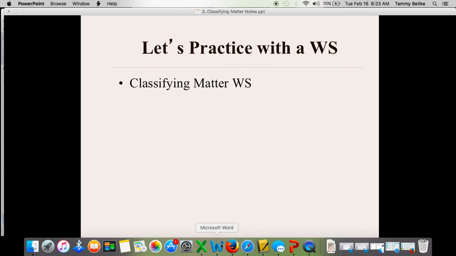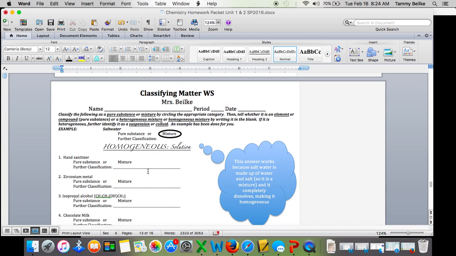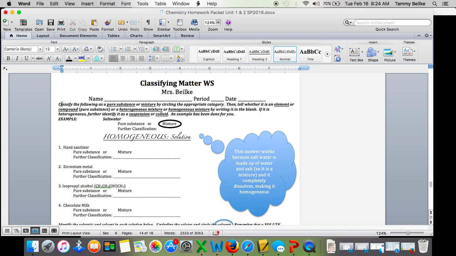Alright, so you've made it through all of these notes. Now you can work on the classifying matter worksheet, which is the next page in your homework. In the instructions it says, classify the following as a pure substance or a mixture. So you're going to circle one or the other, just like in the example. And then tell whether it is an element, a compound, a heterogeneous mixture, or a homogeneous mixture by writing that in the blank. You can even go further with the heterogeneous and identify it as a suspension or a colloid. Sometimes they might be a little bit complicated, but do your best.